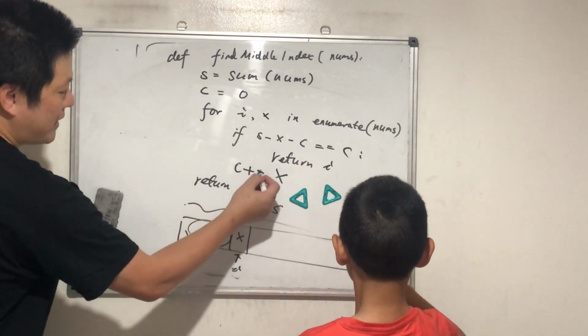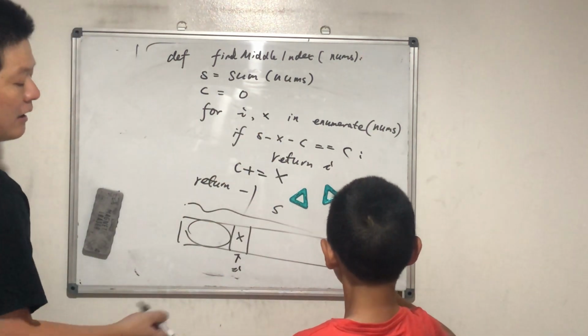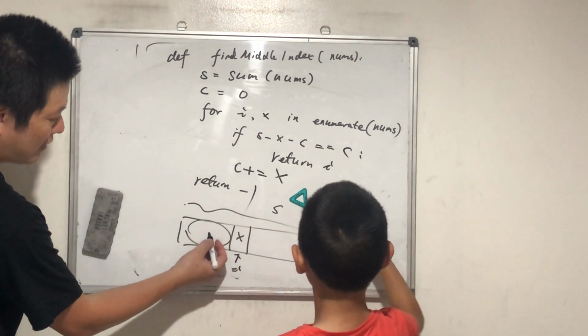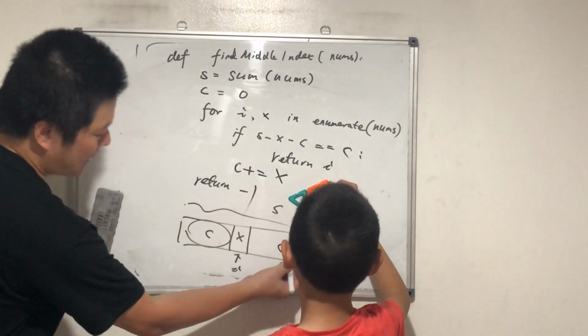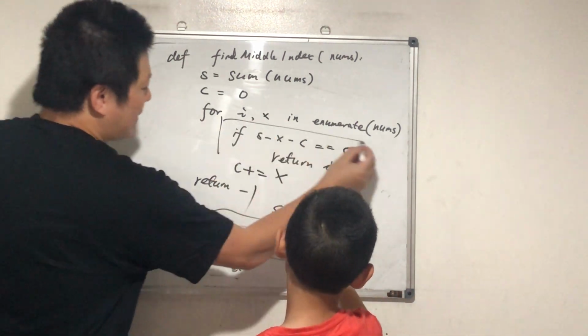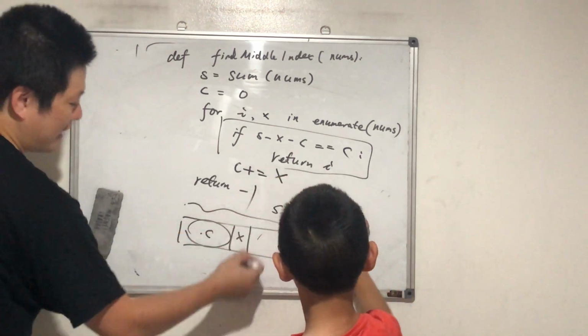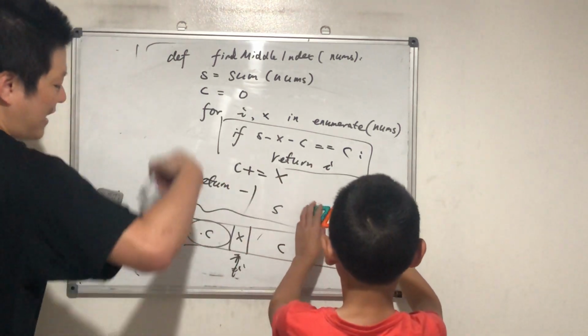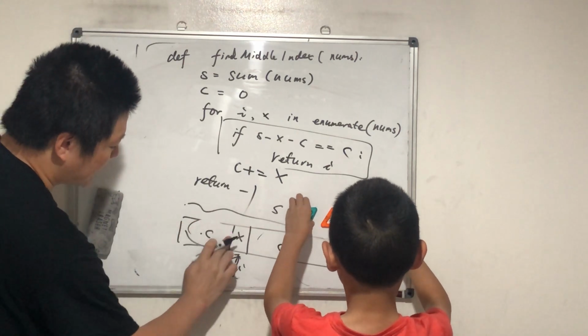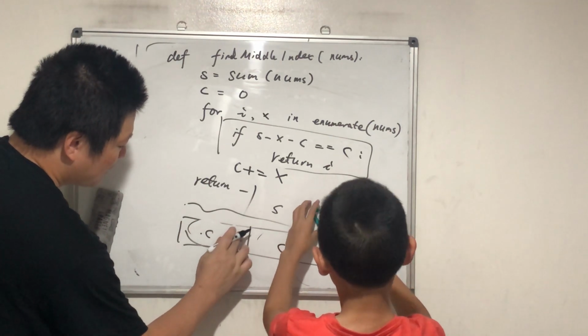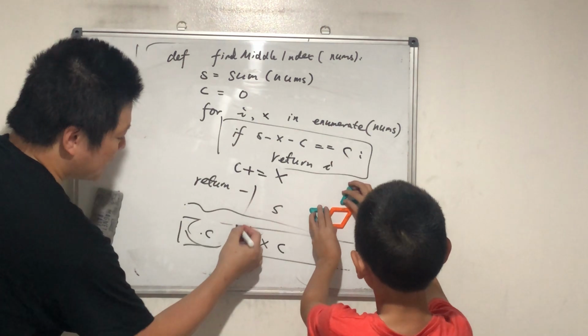Because I put it after the if, it's here, so this should be the C, right? If the left part equals the right part, then we return the index i. Then in the next iteration we expand the C to include X, and move X one position to the right.